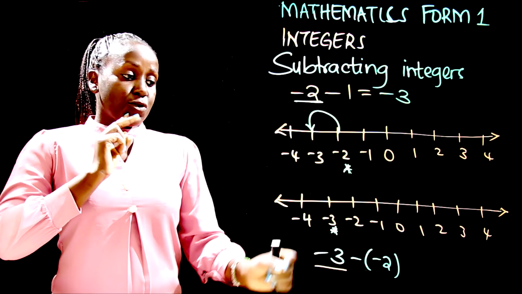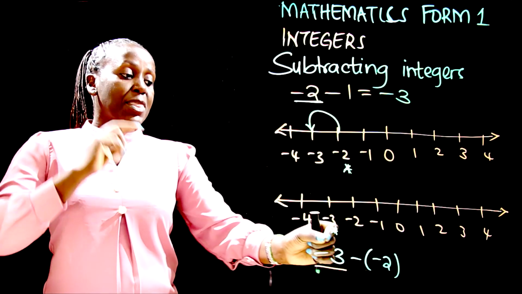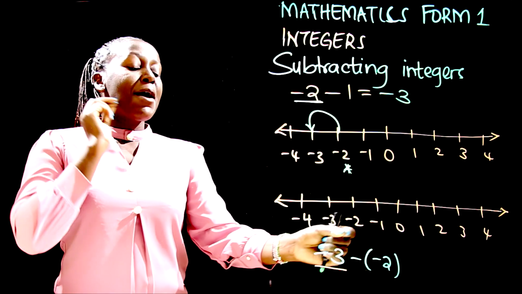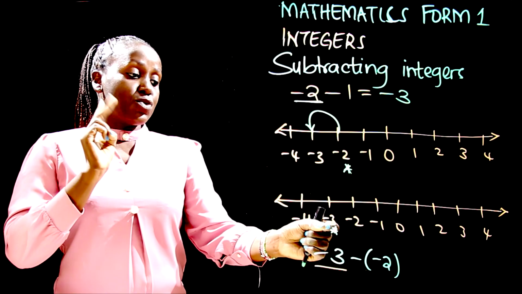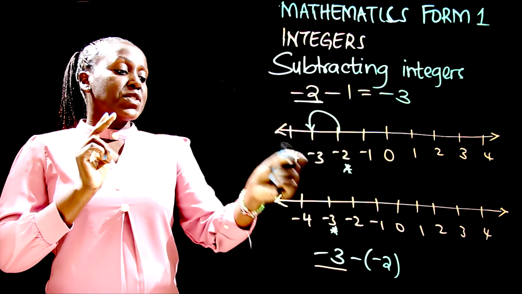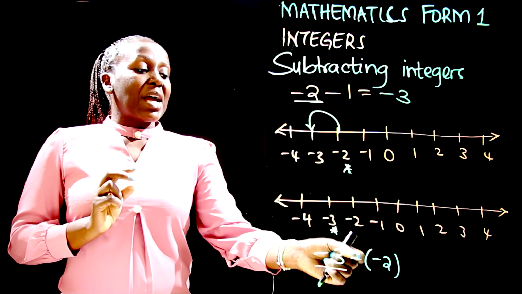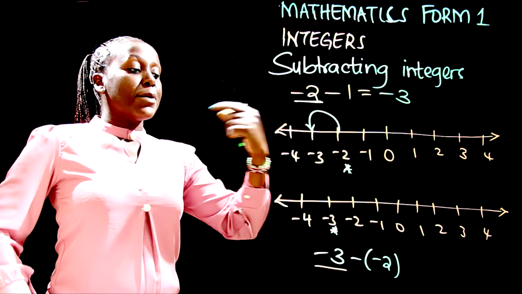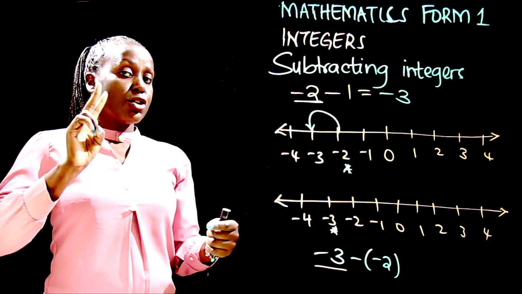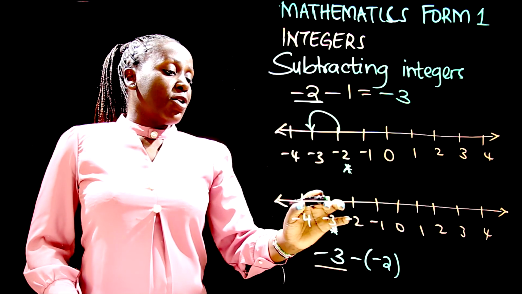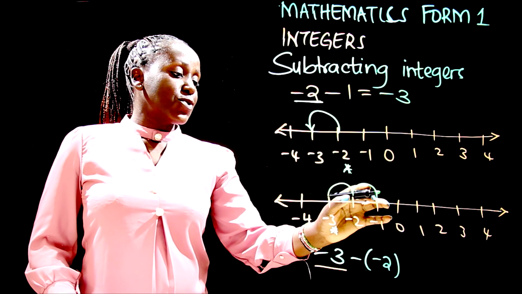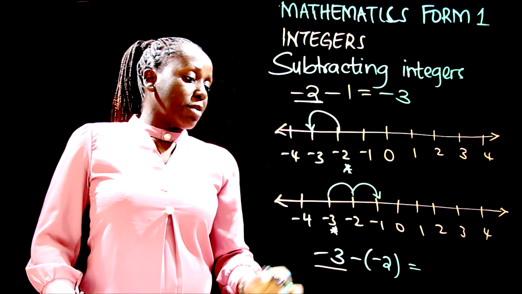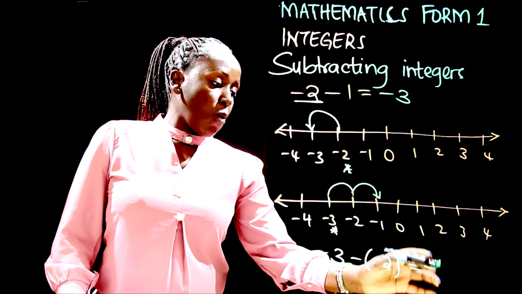So listen to this. -3 minus 2, plain 2, you move backwards 2 steps. But now it's minus -2. That means now you do the opposite, which is moving forward. How many steps? 2. So from here, we have 1, 2. You get to -1. So the answer here will be -1.